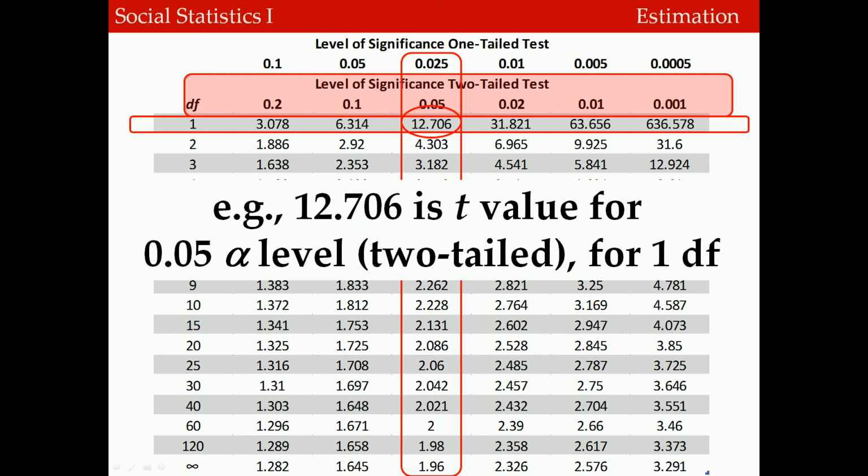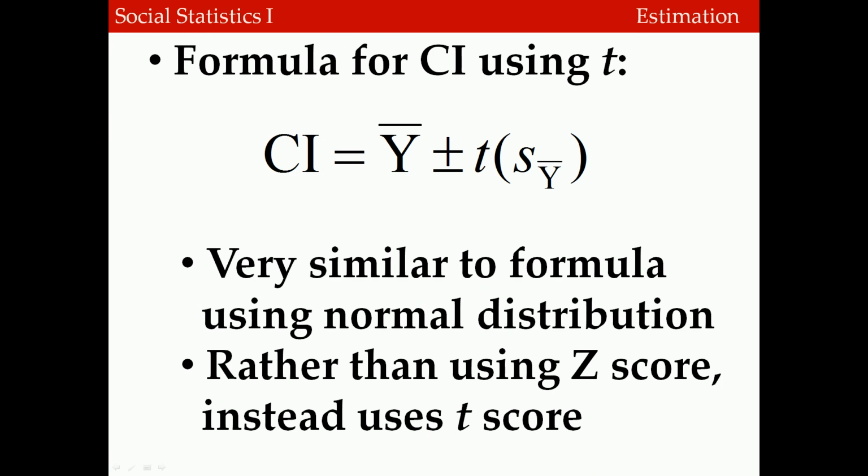And so here we see that the t-value for 1 degree of freedom, 0.05 alpha level, two-tailed, is 12.706. So that's the value that we're going to use. And so the formula for calculating a confidence interval involving a t-value is a little bit different from the formula we saw before, but it has the same basic format.